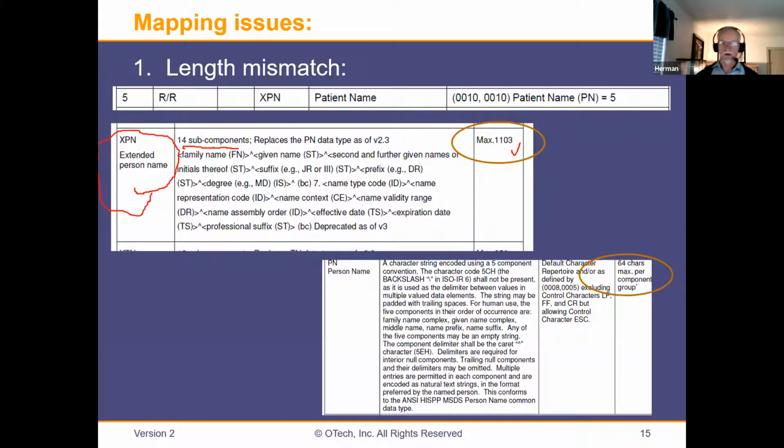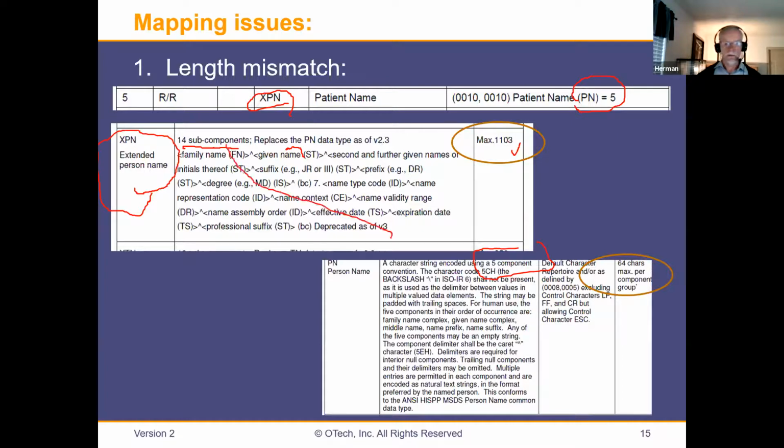Okay, so anyway, we go to the DICOM standard, where the person name is the mapping from XPN to a person name, PN. If you look at the DICOM specification in the data dictionary, the PN definition says PN is a person name, and how many components do we have? Five components.